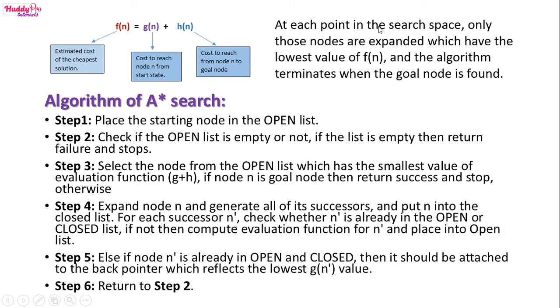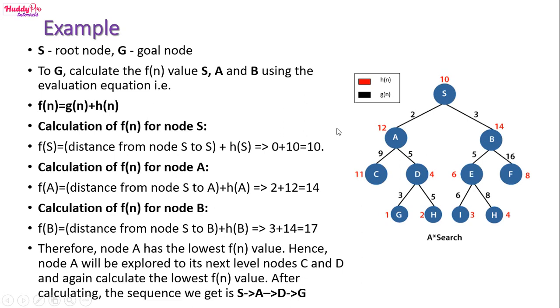We are saying that at each point in the search space, only those nodes are expanded which have the lowest value of f of n, and the algorithm terminates when the goal node is found. So this is the algorithm. You can read through it. I'm just going to explain how we use that algorithm on the next slide. So let's have this example. In this example, S is the root node, and G here is the goal node.